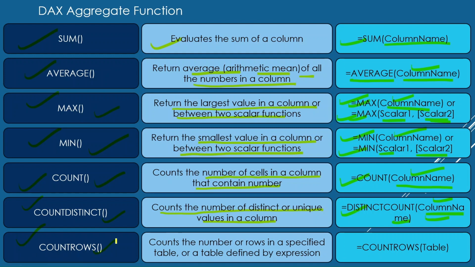One is count rows. Count rows gives the number of rows in a specified table or a table defined by an expression.